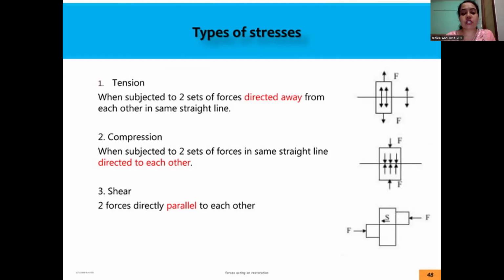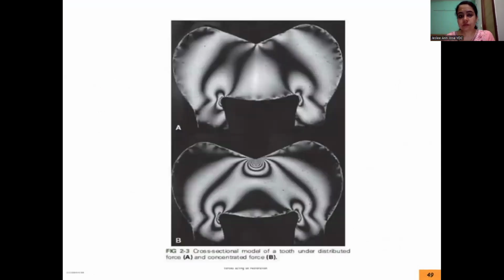Next is the shear stress. Shear stress is seen when two forces are parallel to each other and they are in the opposite direction. So a sliding force is what we talk about. So there are two sets of forces, but they slide onto each other. Okay, they are parallel to each other, but they are sliding.